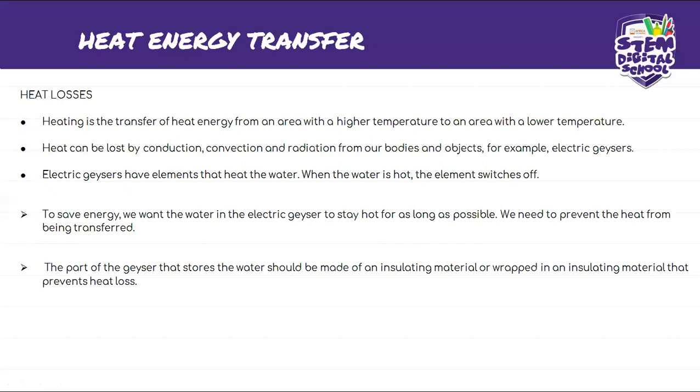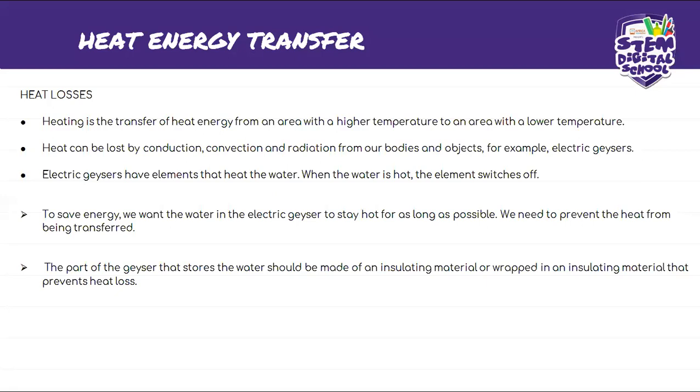And previously we have learned that heat can be transferred by conduction, convection, and radiation. Now, when we are looking at heat losses, it means heat can also be transferred into the environment from a place of higher concentration to a place of lower concentration. Or we can say that heat can also be lost from where the temperature is high to where the temperature is low. So heat loss is simply the transfer of heat energy from an area with higher temperature to an area with a lower temperature.